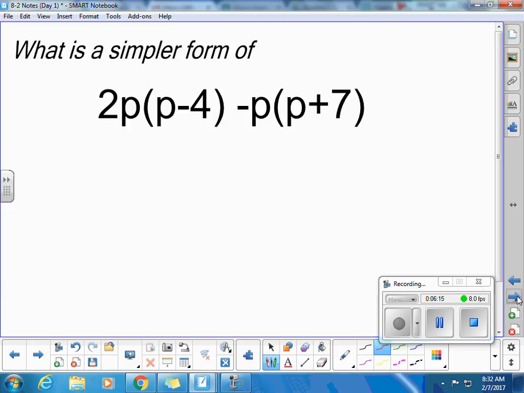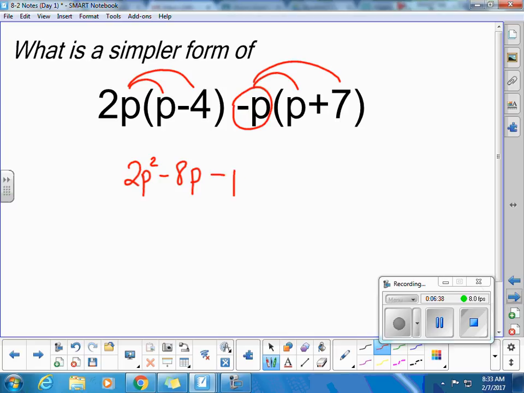This one, we have two different cases of distribution. We're going to distribute here, and then we have to distribute this negative p to those spots. So 2p times p is 2p squared. 2p times negative 4, negative 8p. Then negative p times p is negative p squared. And then negative p times 7 is negative 7p.